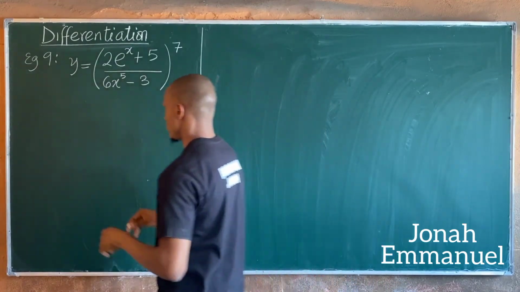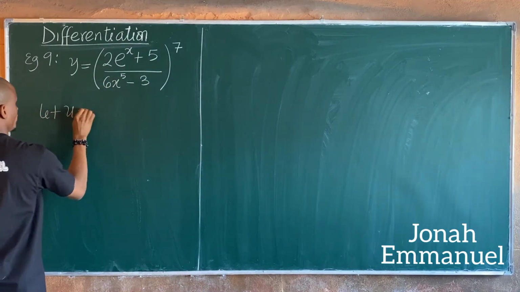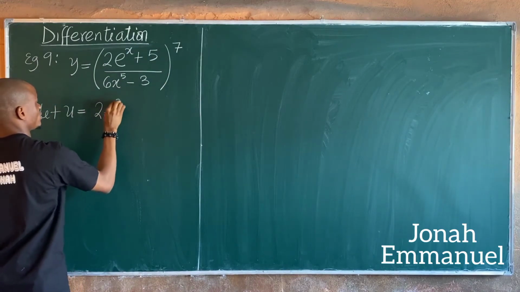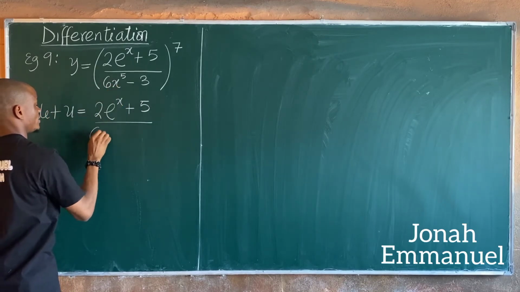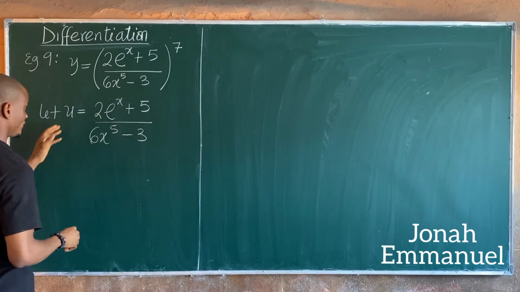So in that regard, I'll have to combine the idea of chain rule and quotient rule. Case 1, I will say let u be equal to the term in the brackets there, that's 2 exponential x plus 5 all over 6x to the power 5 minus 3. Next up, differentiate u.